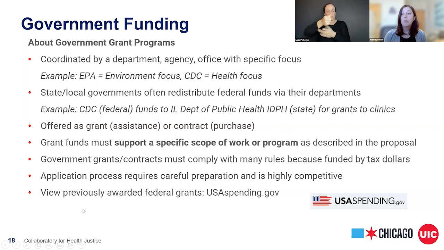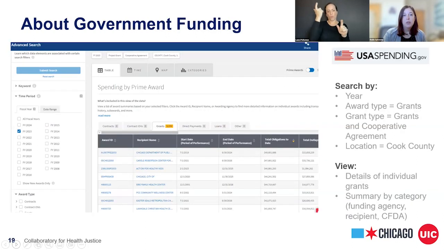A good way to learn more about government grants is by researching previously awarded grants. So you can search all federal grants on the website usaspending.gov. So this is a quick screenshot of the search page on usaspending.gov. An example of one search might be to filter for the last completed fiscal year. So that would be fiscal year 23. Select award type, grant, and grant type, grants and cooperative agreements.